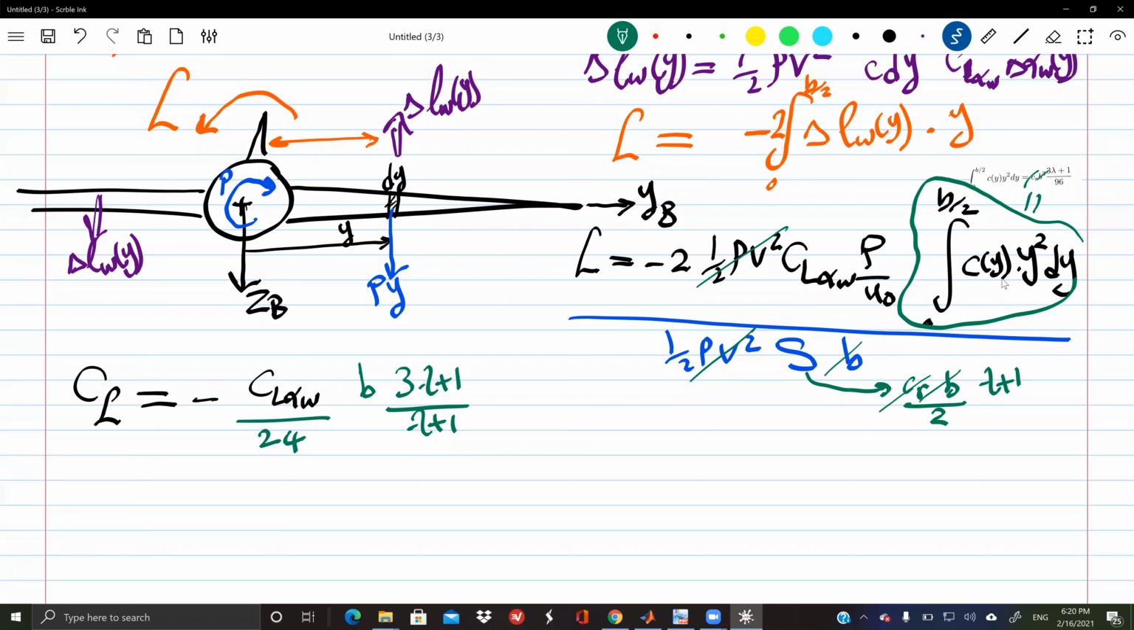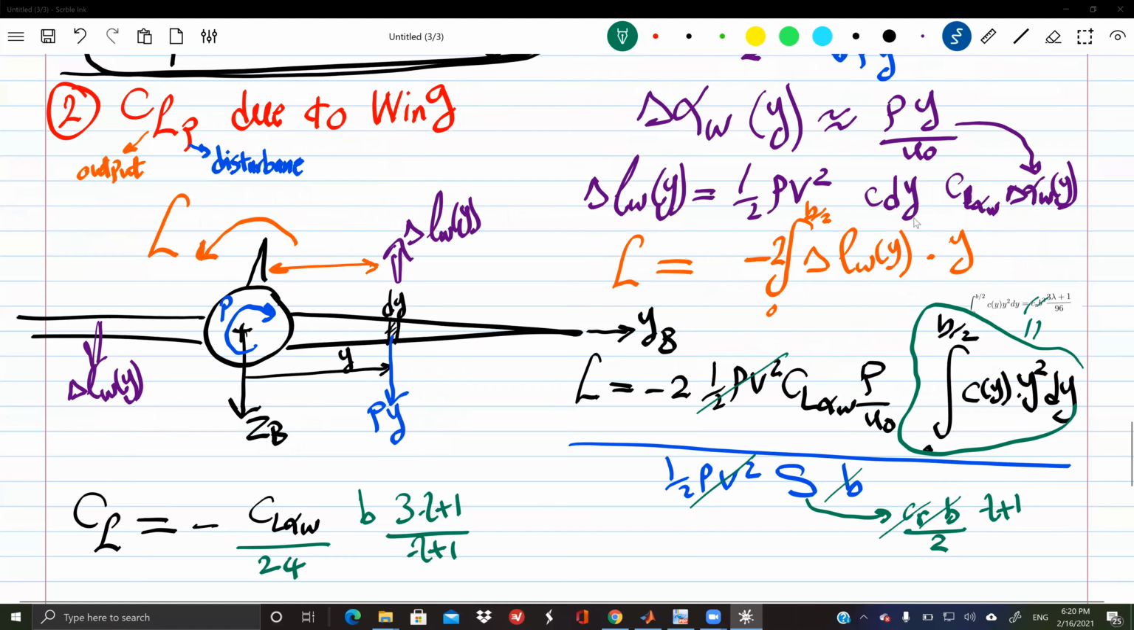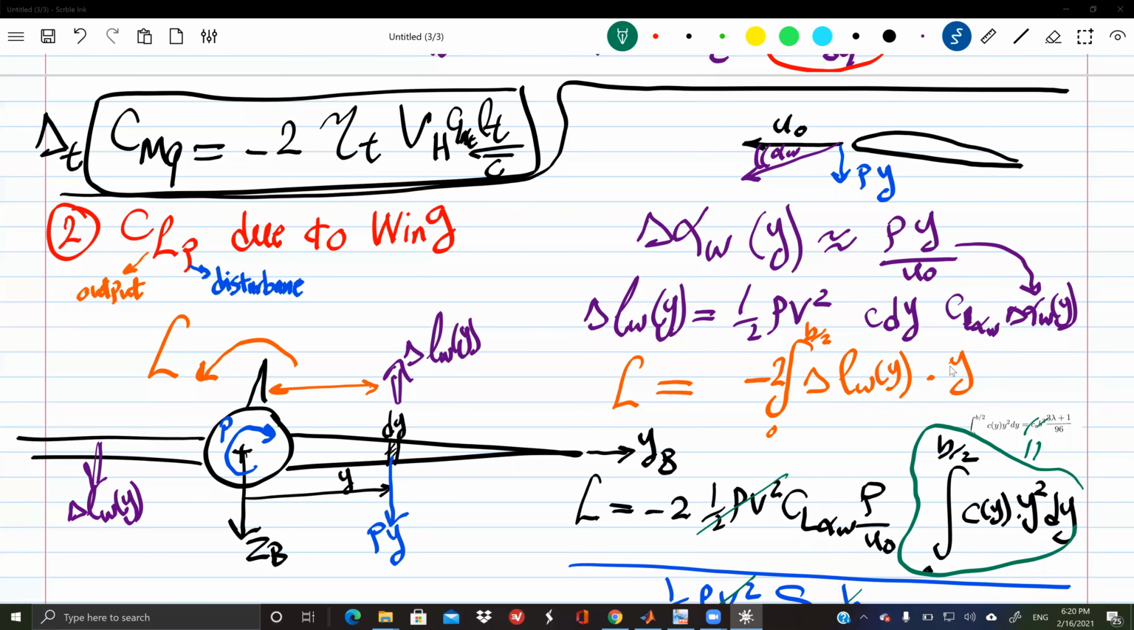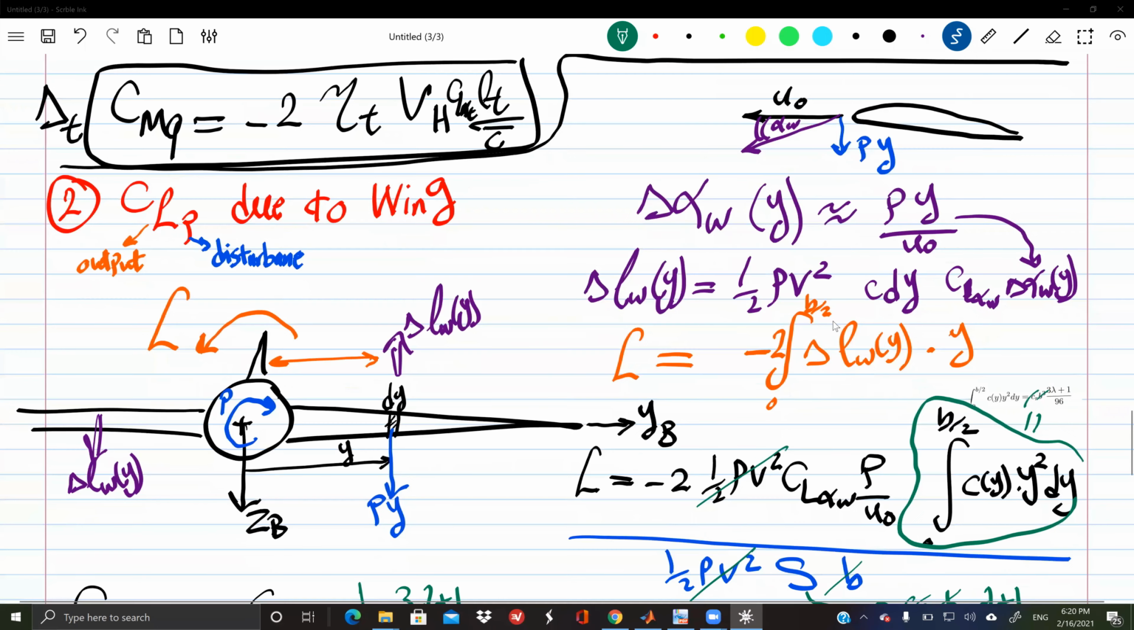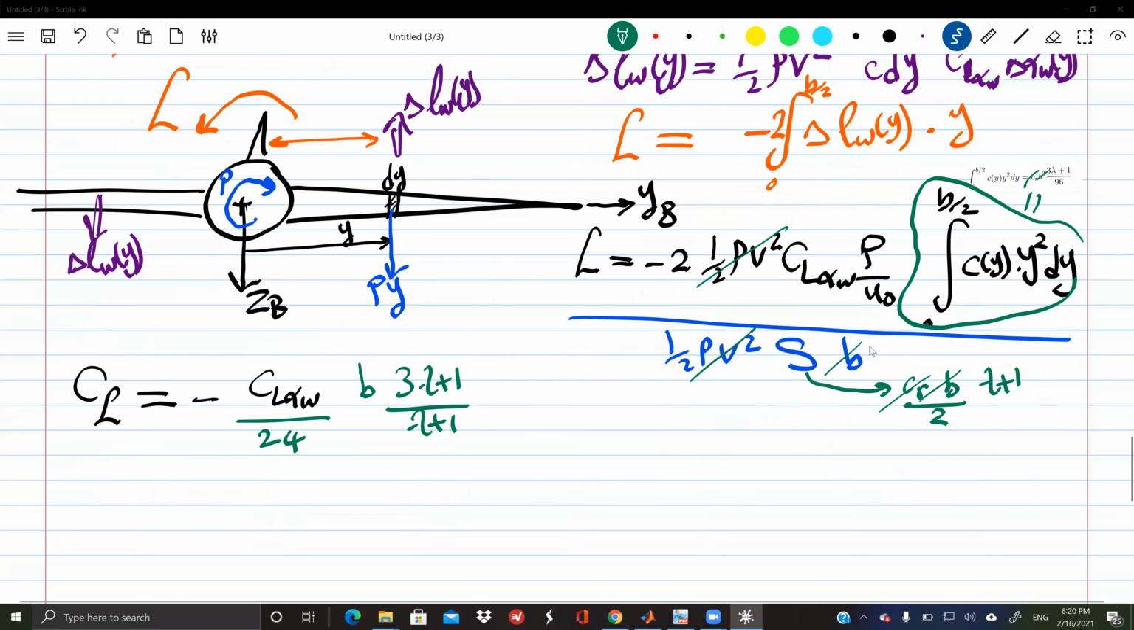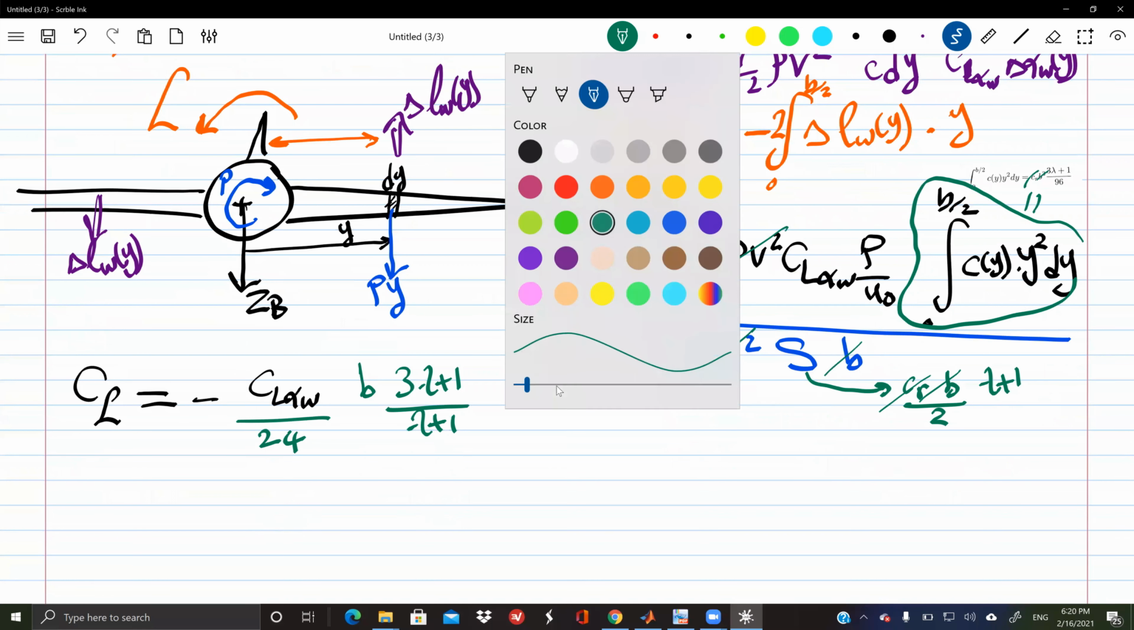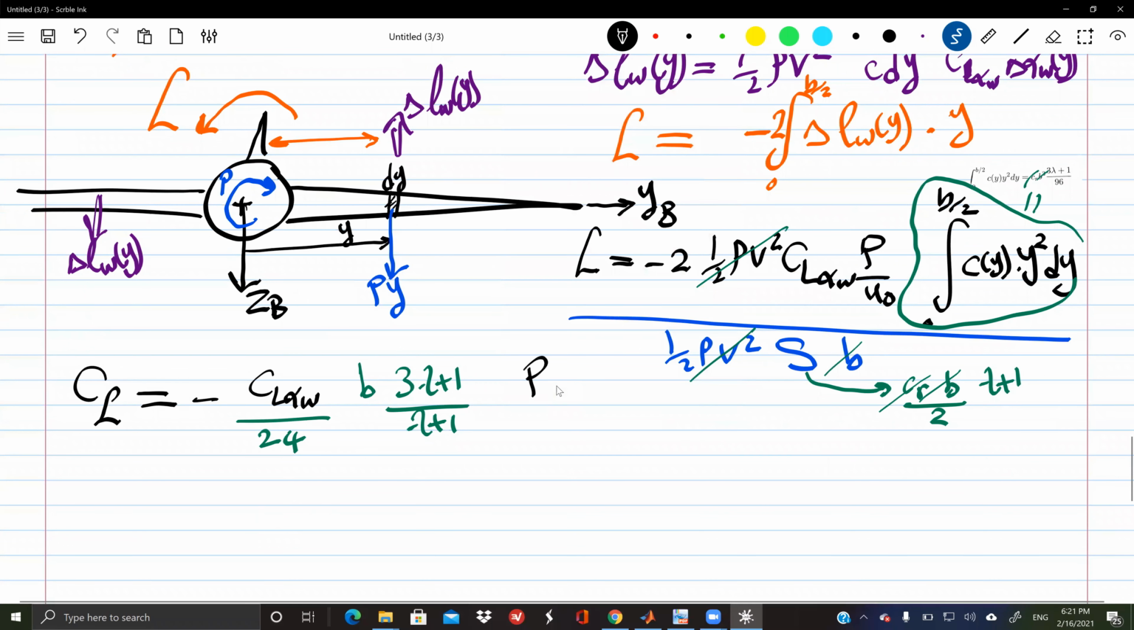Let me see, there are questions in the chat. Why y squared? There are two y's: there is y in the angle of attack, and there is y in the moment arm. When you multiply them together, you get y squared. Anything else I'm missing from this expression? Yes, I'm missing P and u naught.